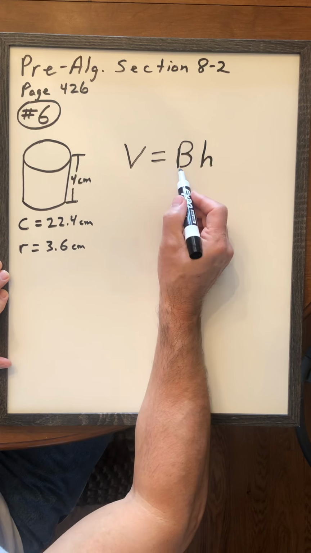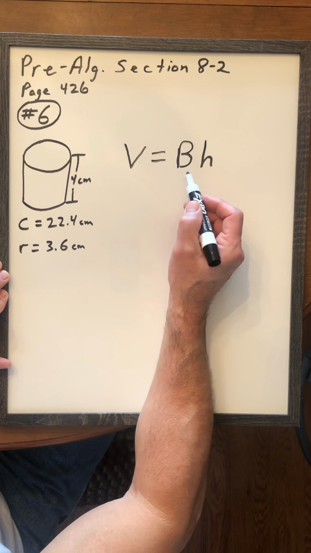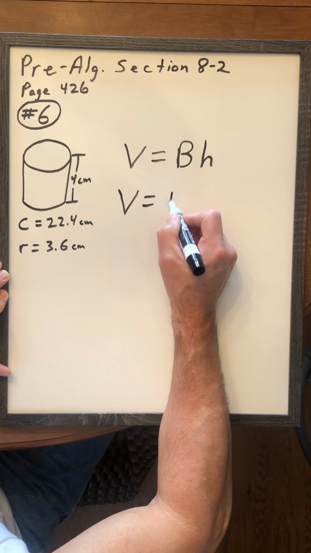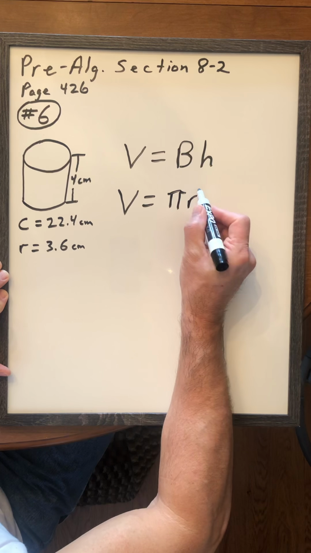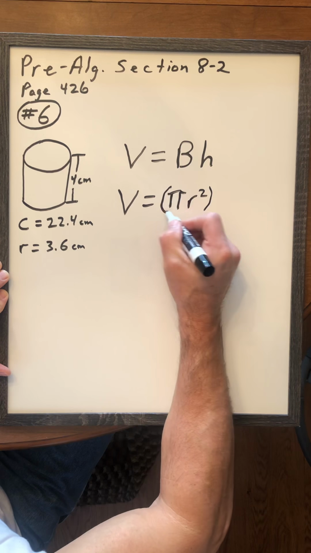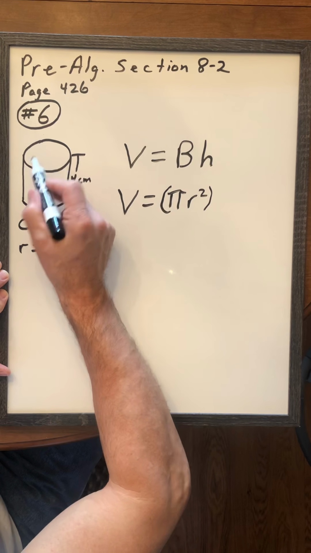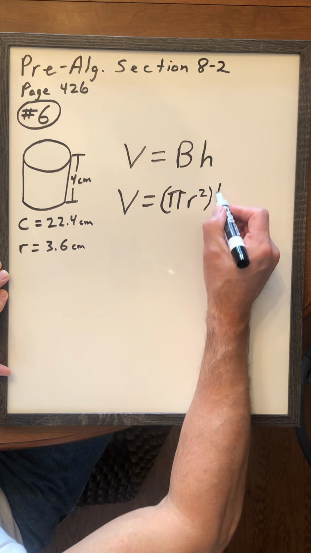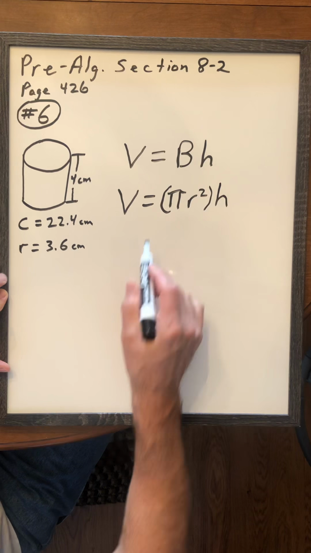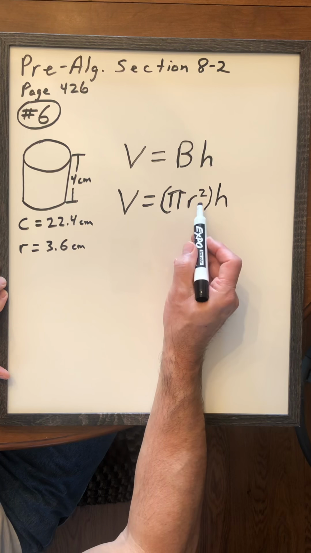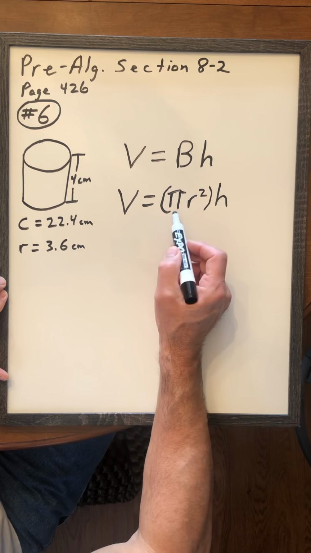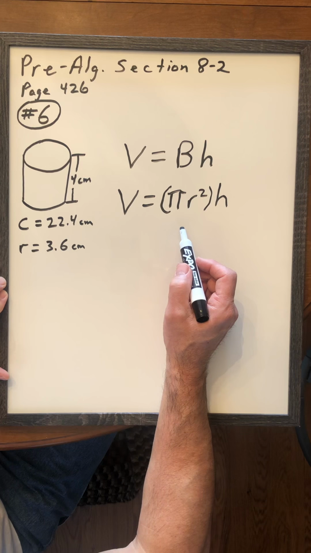Now, they're not giving us the area of the base, so we need to find that. So we're going to substitute in pi r squared, because that is the area of the base, which would be a circle. So that's the same as the B. And so now our formula looks like this. I put the pi r squared in place of B, because that will give me the area of the base. Pi r squared would be the area of the circle.